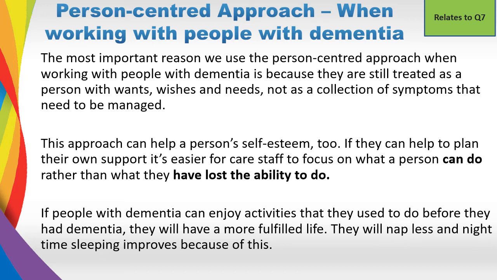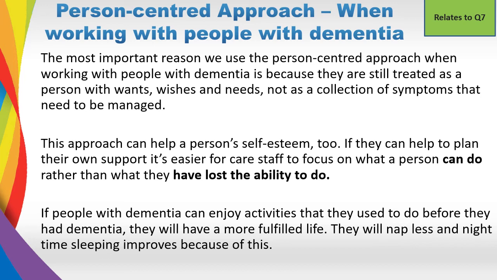If the person is confident enough and able enough to help to build their own support and care plan, then we can find it easier to focus on what the person can do rather than what they have lost the ability to do. If people with dementia can enjoy activities they used to before they had dementia, they're going to have a much more fulfilled life.